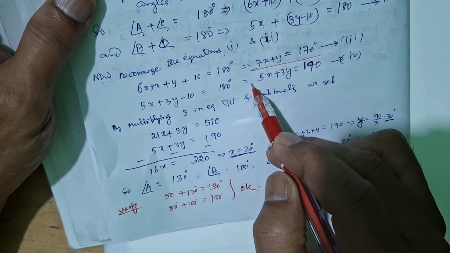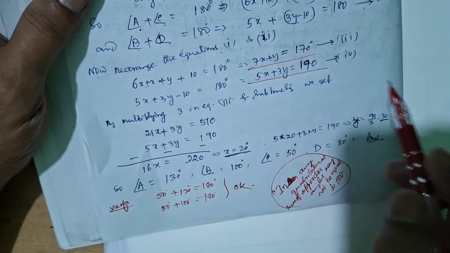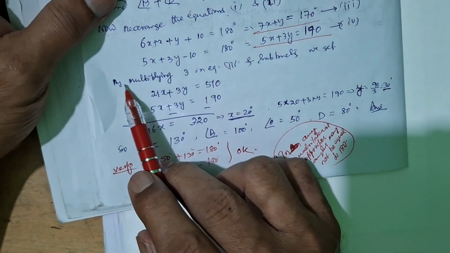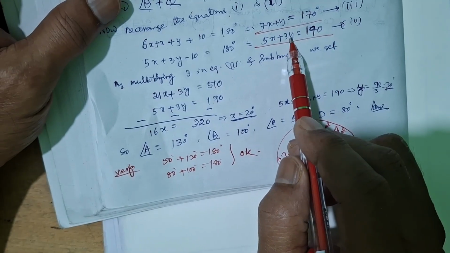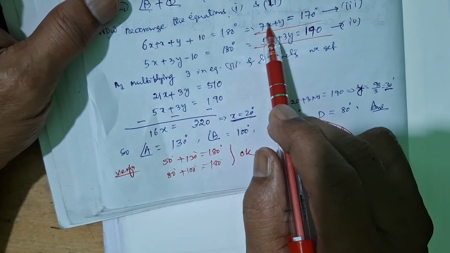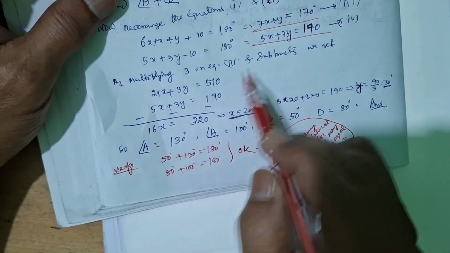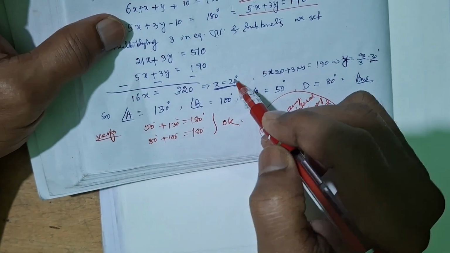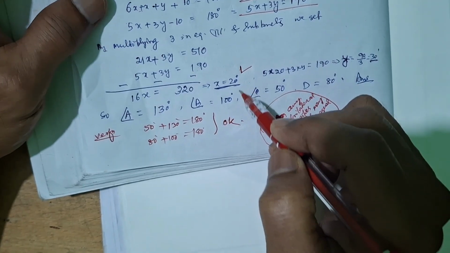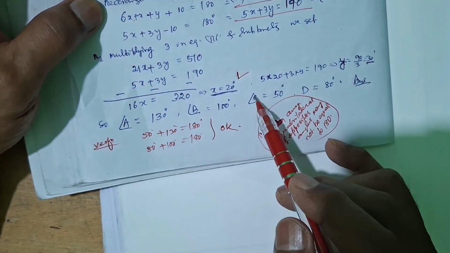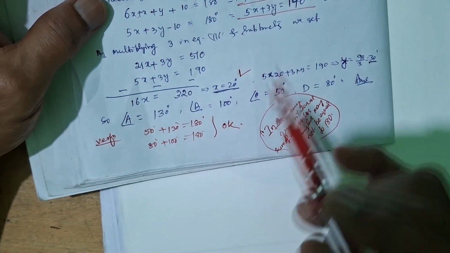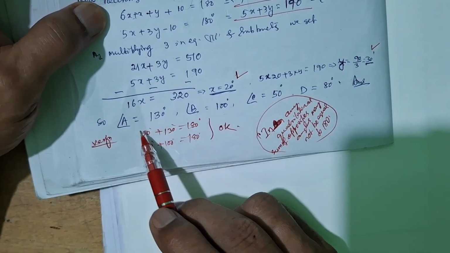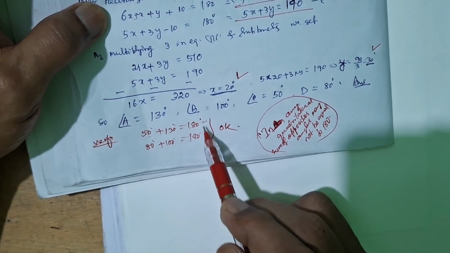This is in the standard form. Either you write plus c here or plus c here, no problem. By multiplying, it is 3y, it is y, you multiply by 3 here and subtract, multiply, subtract. By the elimination process we get x is equal to 20 degrees. Once x is equal to 20 degrees, everything is given. Put x here, then you will get y is equal to 30 degrees. Now you verify: 50 plus 30, 150, 180.